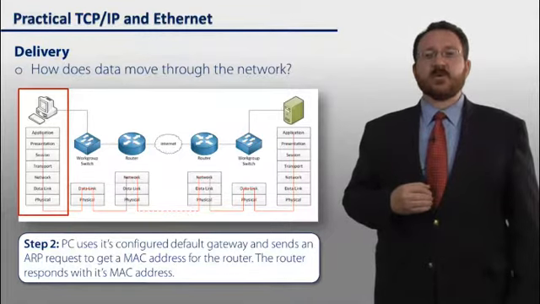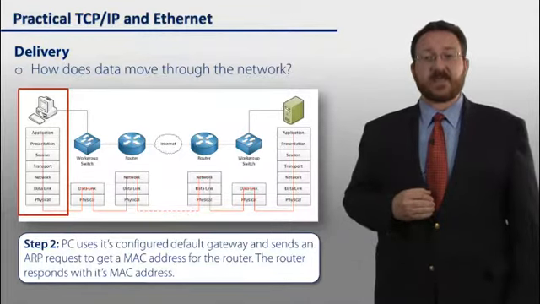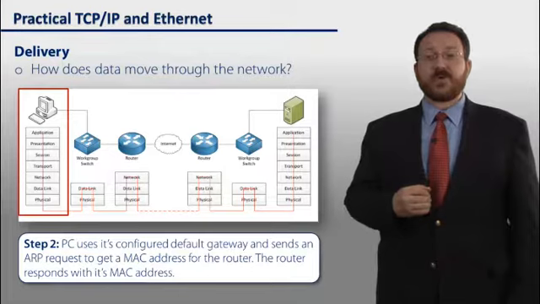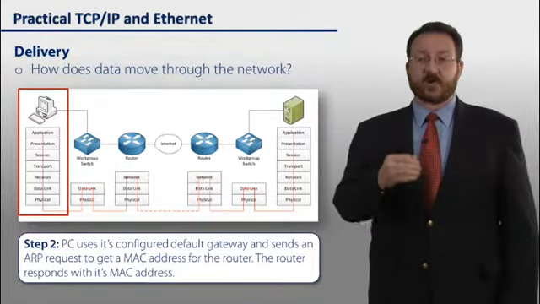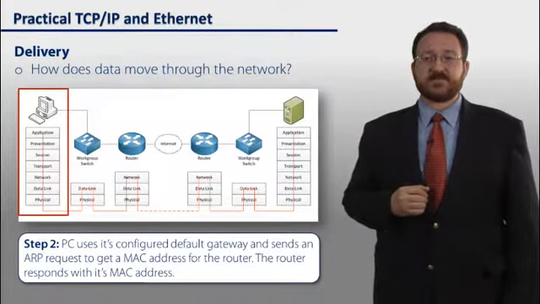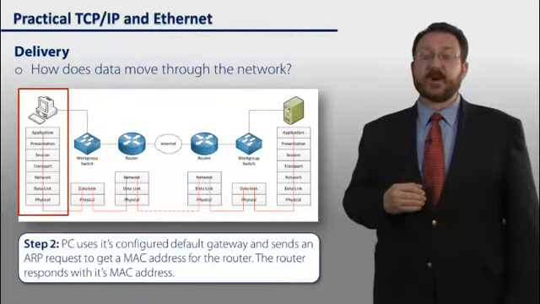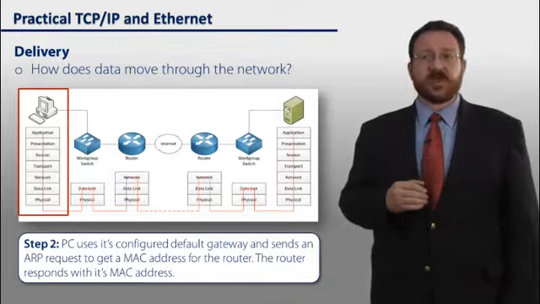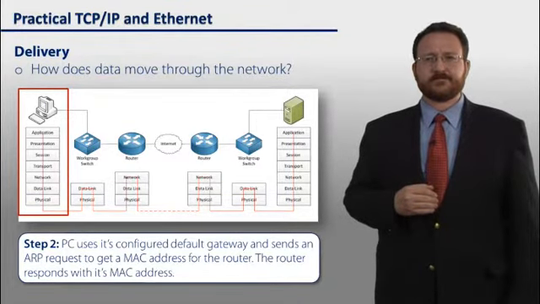So, the PC is going to use its configured default gateway and send an ARP request to figure out what is the hardware or MAC address of the router that it wants to forward this packet onto. The router is going to then respond with its MAC address. This is a hardware address on the same network.